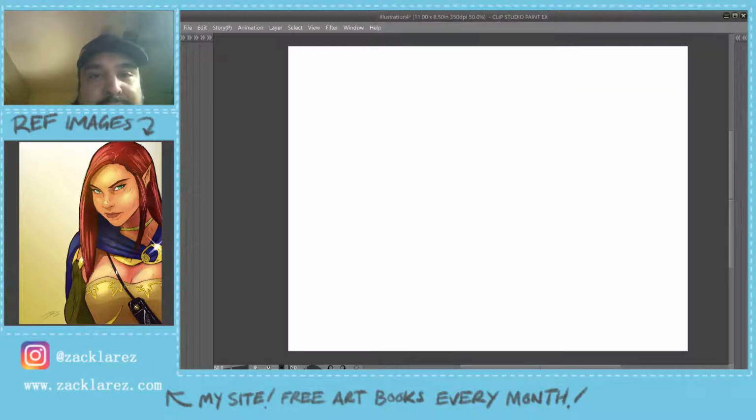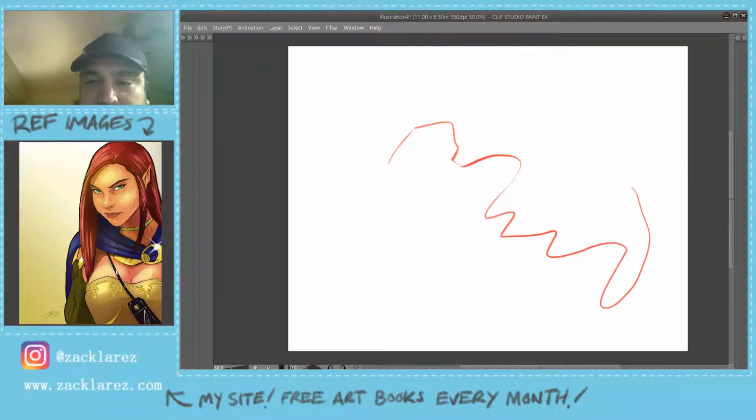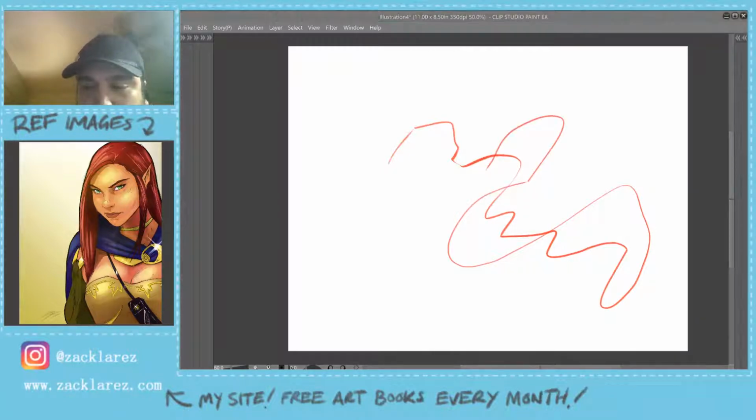And in the layout stage, what is this? Why are you lagging now? What changed? I don't understand.